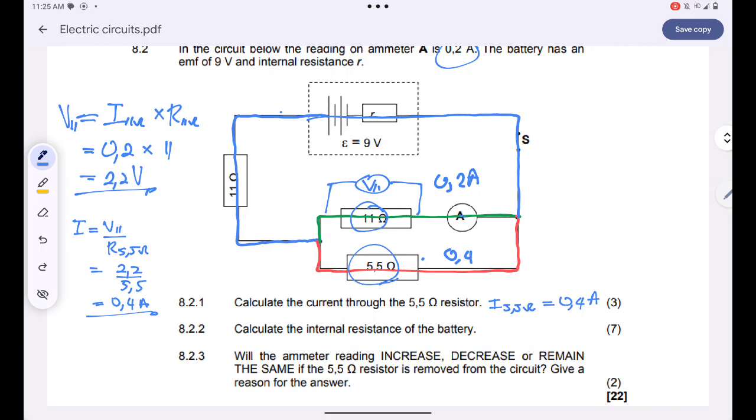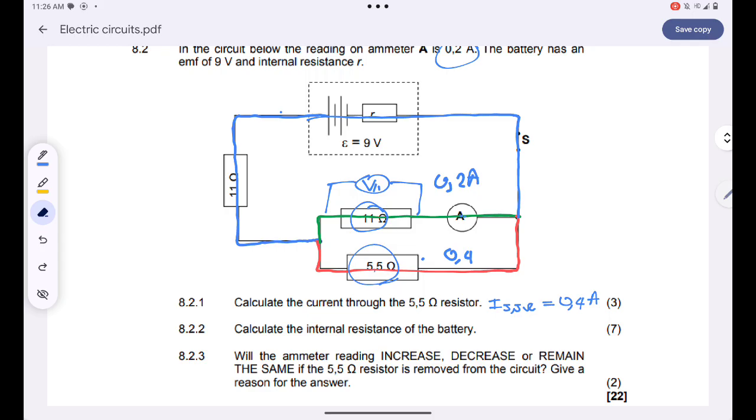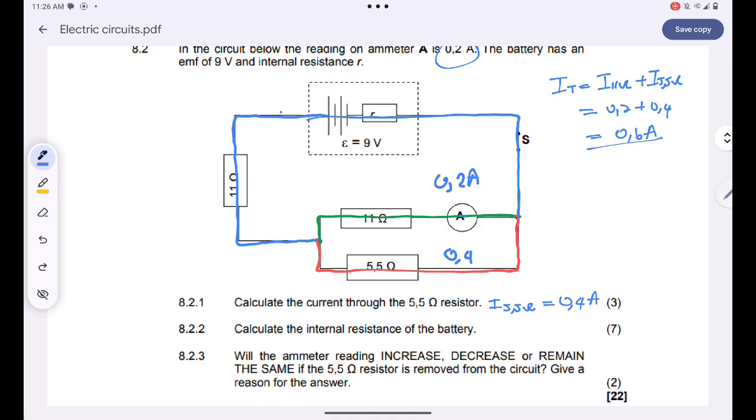Remember, guys, we just calculated the current over there, right? But we know that our current will split, so we can simply find our total current. I total will simply be equal to the current passing through the 11 ohm resistor plus the current passing through the 5.5 ohm resistor. This will simply be 0.2 plus 0.4, and this will give me 0.6 amperes. Are you together? Now I know my total current.